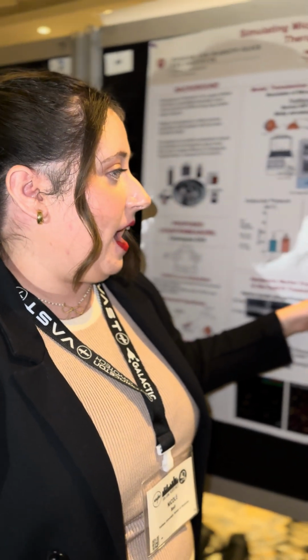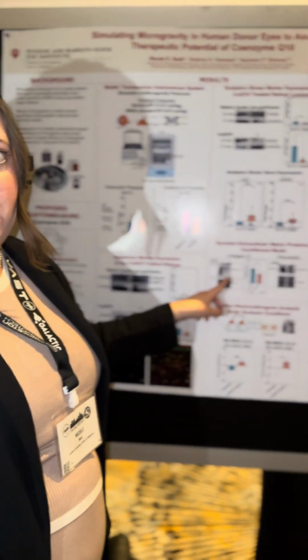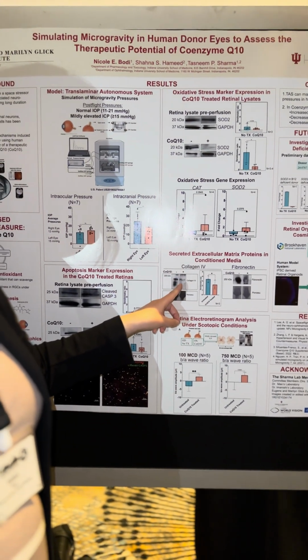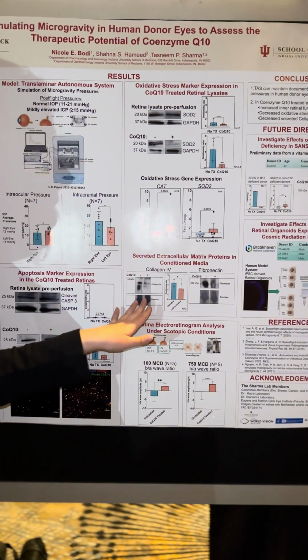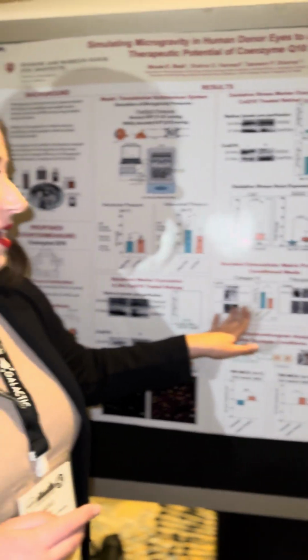Next, we wanted to look at, with Western blot, secreted extracellular matrix proteins. We saw there was a significant decrease in collagen 4. As known in SANS, there are changes to the collagen remodeling at the optic nerve head. So in our conditioned media, we saw this was validated as well. But we saw there was decreases in this whenever we added our treatment CoQ10. However, we saw no changes in fibronectin with modification.